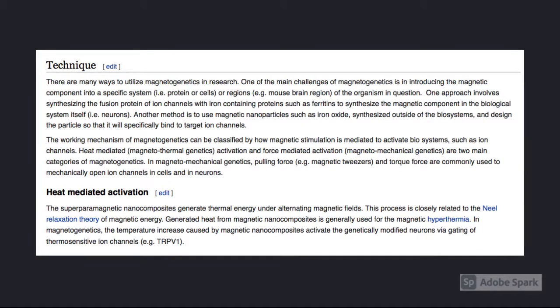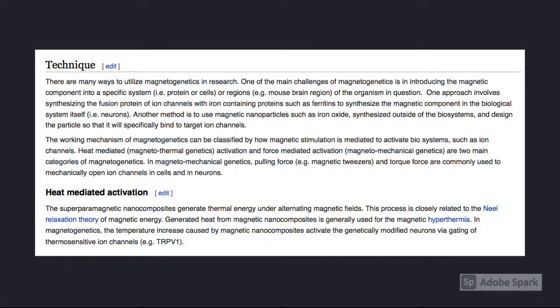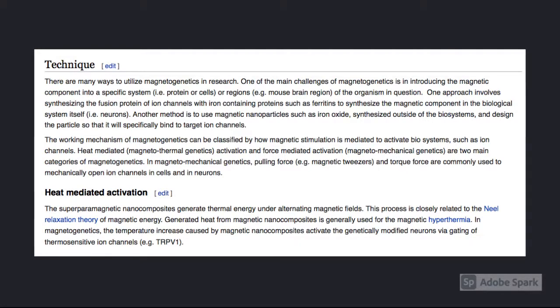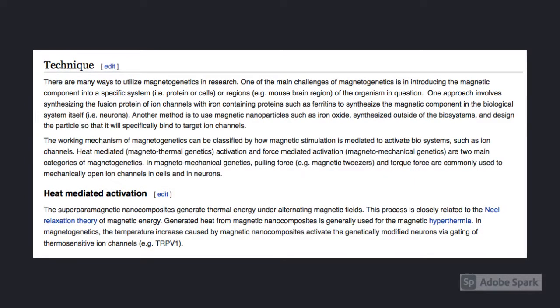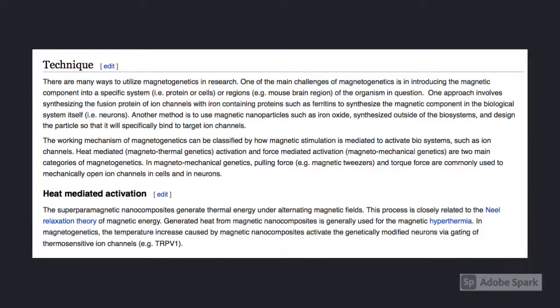Technique. There are many ways to utilize magnetogenetics in research. One of the main challenges of magnetogenetics is in introducing the magnetic component into a specific system, protein, cells, or regions, such as a mouse brain region, of the organism in question. One approach involves synthesizing the fusion protein of ion channels with iron-containing proteins such as ferritins to synthesize the magnetic component in the biological system itself, such as neurons. Another method is to use magnetic nanoparticles such as iron oxide synthesized outside of the biosystems and design the particles so that they will specifically bind to target ion channels.